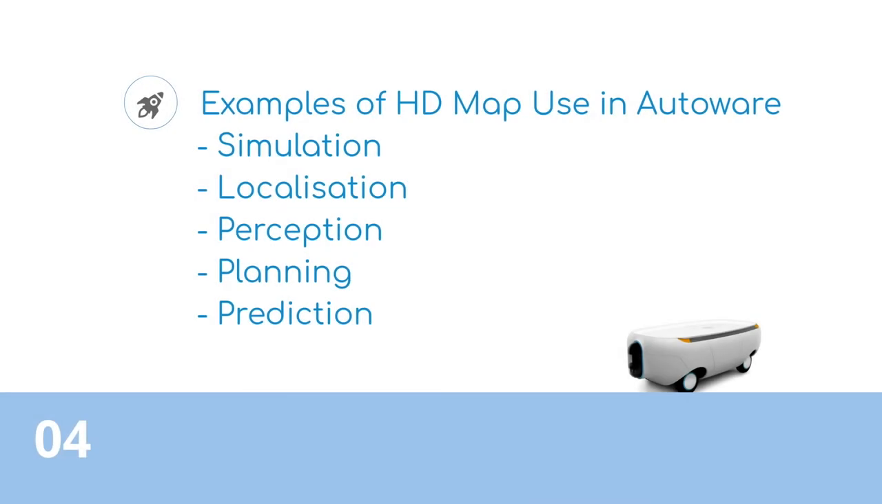Now, to demonstrate how map data is used within Autoware, I would like to give some examples of various system components using the HD map information. These examples are taken from Autoware.ai and show examples of HD map use in cases such as simulation, localization, perception, planning, and prediction. Due to time constraints, I will not go into depth on the implementation of any of these examples, and will leave that to the relevant lectures in this series or to the Autoware.ai documentation.